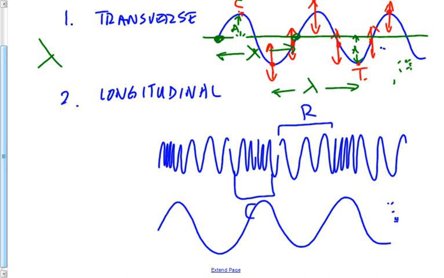That's happening as well. But in the end, the point that I want to make with that is, that's what we see it as. That's what it looks like, right? A transverse wave.